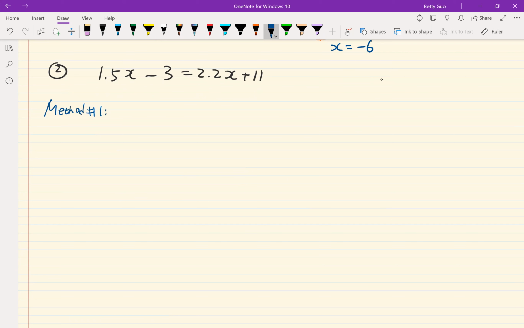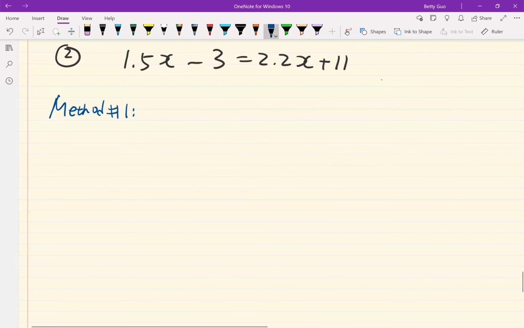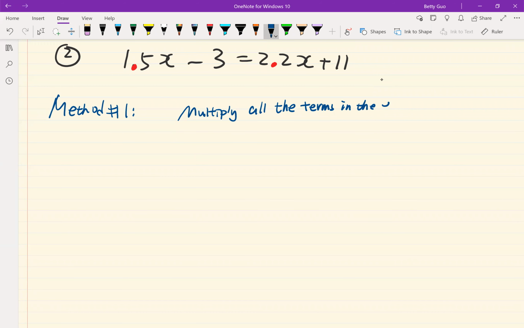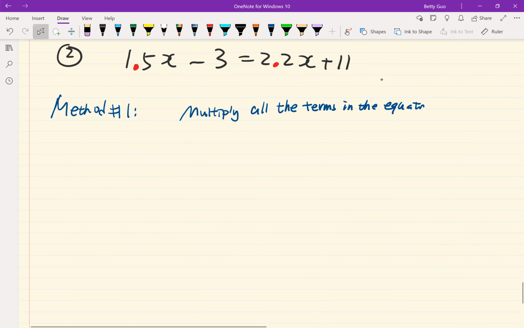Clear the decimal at the very beginning, because sometimes the decimal confuses people, right? So this is 1.5 and 2.2. We have a decimal point here and a decimal point here. Since both decimals in this equation only have 1 digit to the right of the separator, we are going to multiply everything by 10. We are going to multiply all the terms in the equation by 10.